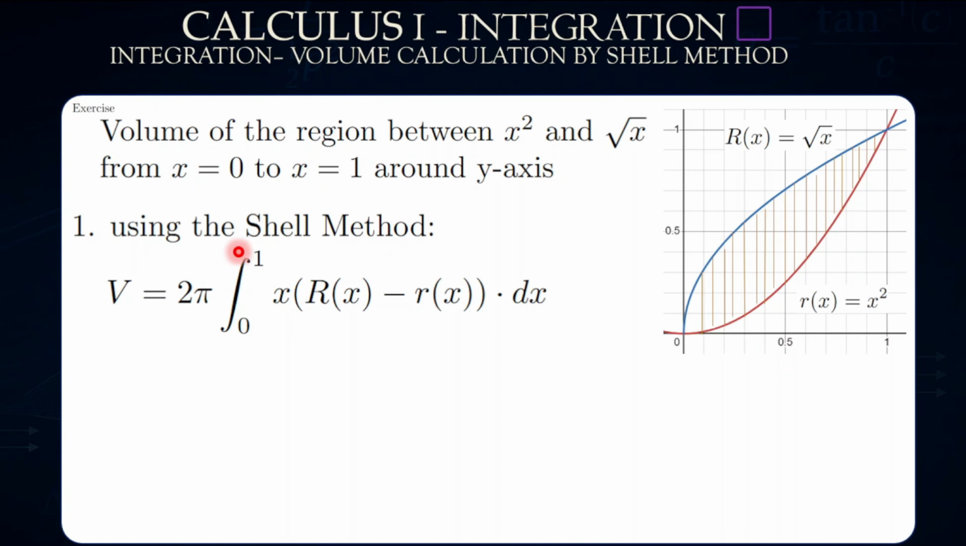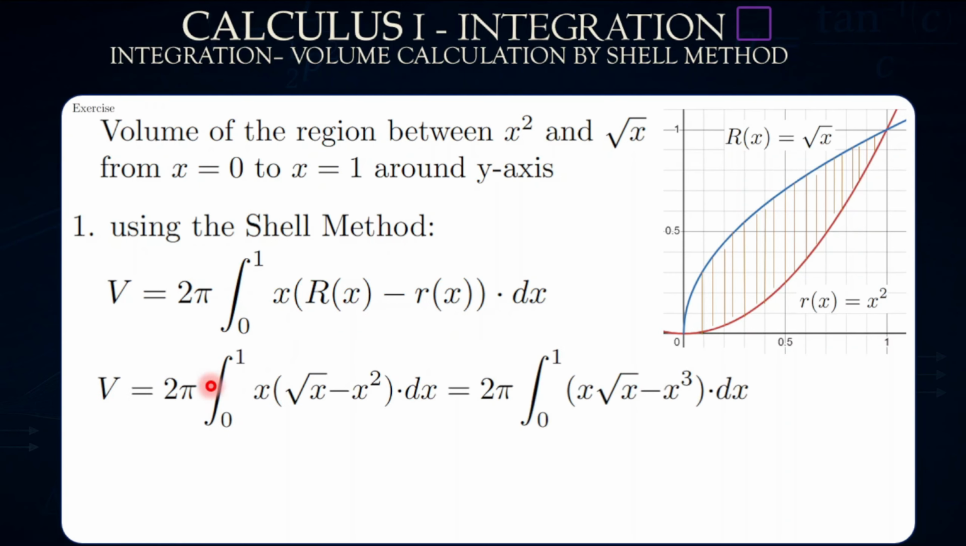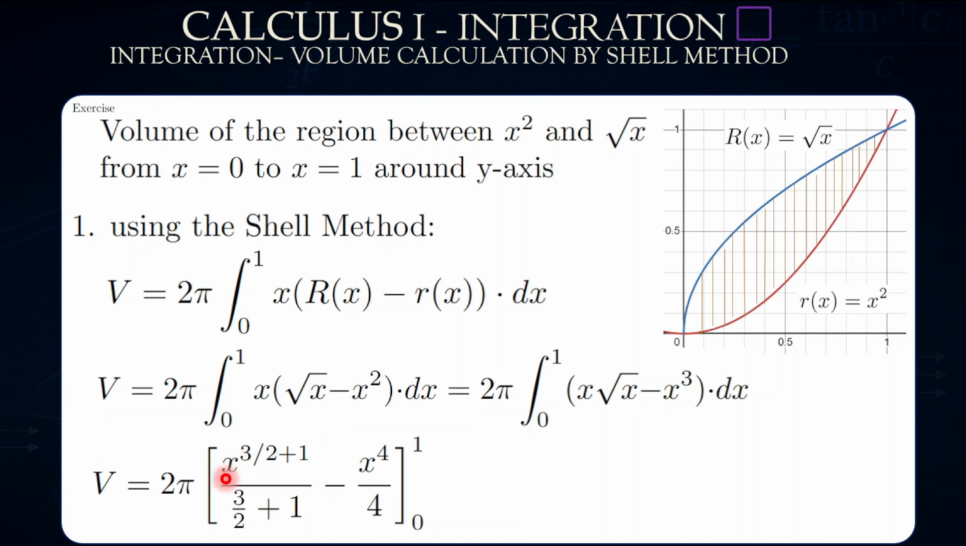So the volume of the solid when this region revolves around the y-axis is equal to 2π integral from 0 to 1 of x times (capital R(x) − lowercase r(x)) dx, equal to 2π integral from 0 to 1 of x times (√x − x²) dx, equal to 2π integral between 0 and 1 of (x√x − x³) dx. This is actually x to the power of 3/2. So the integral for that is x^(3/2+1) divided by (3/2+1), minus the integral of x³, which is x⁴ divided by 4.